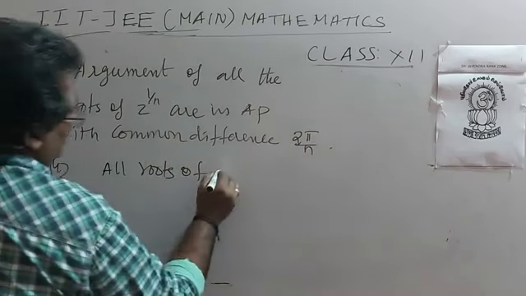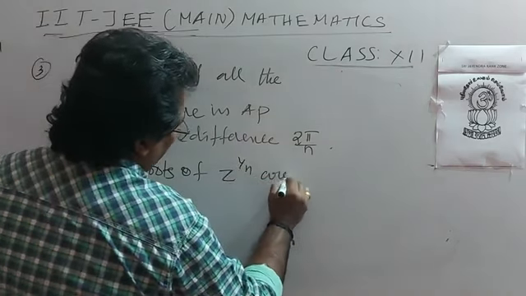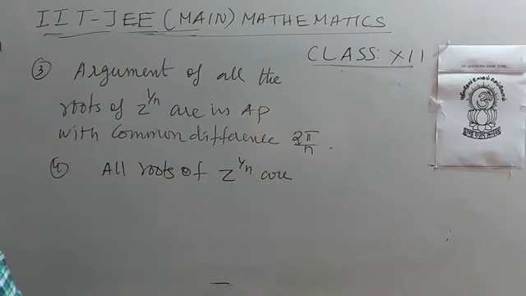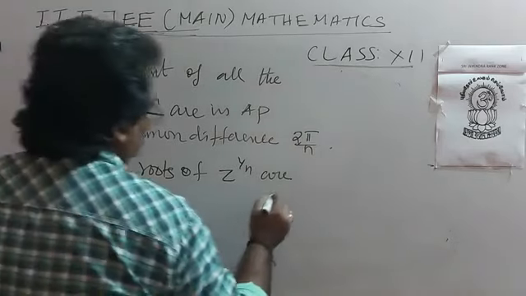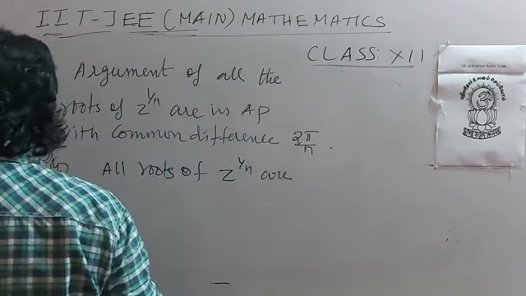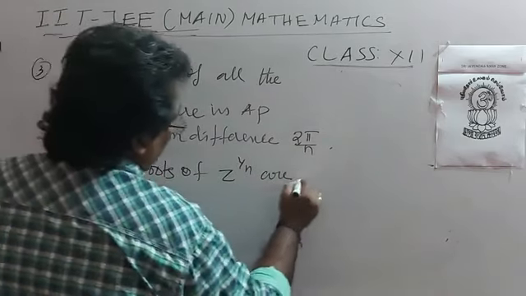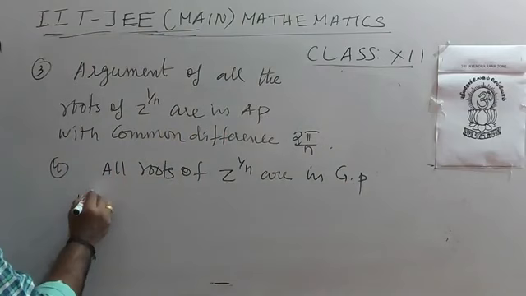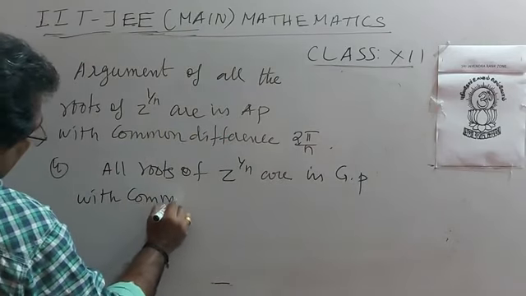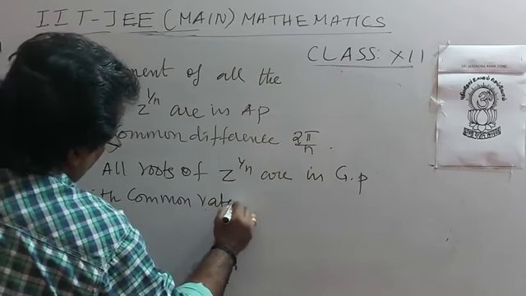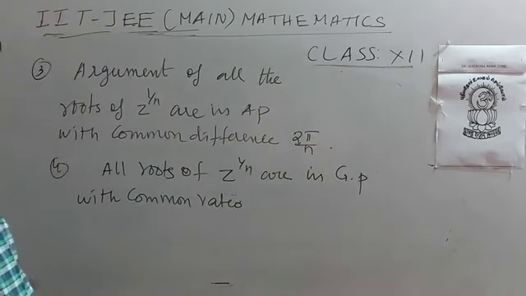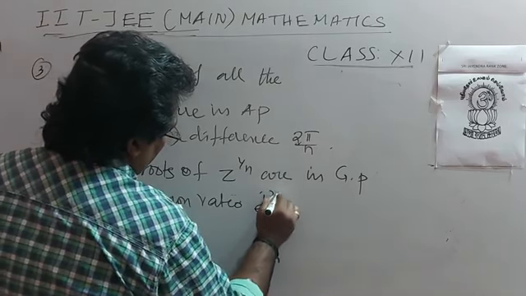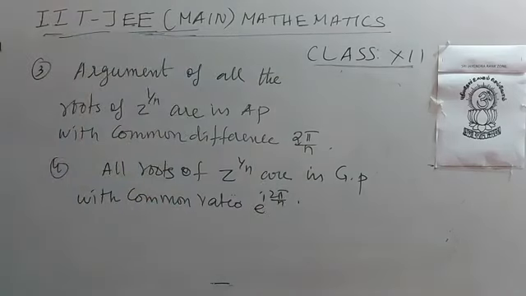All roots of z power 1 by n are in GP with common ratio e power i 2 pi by n.